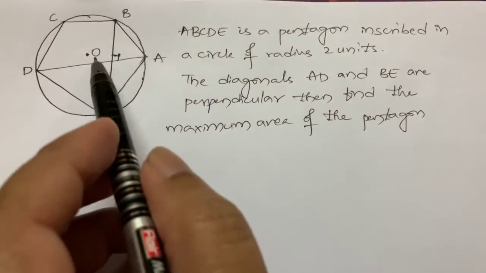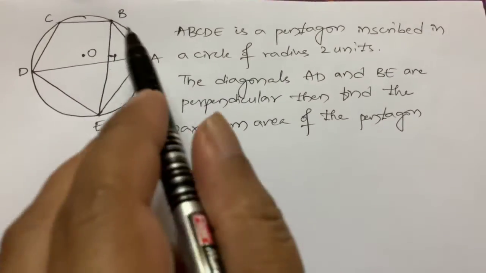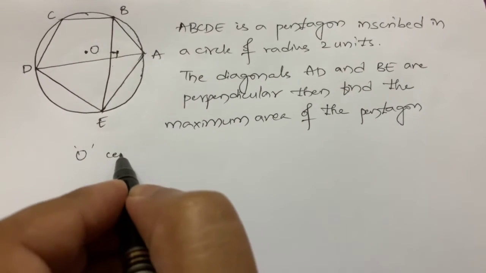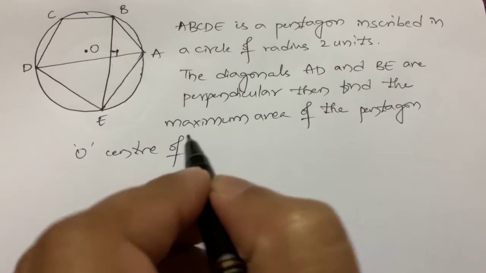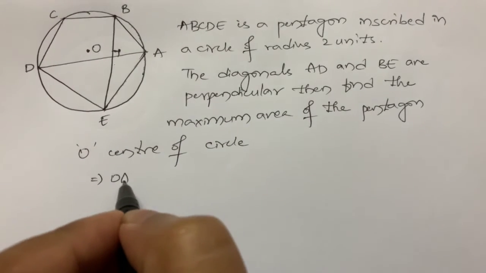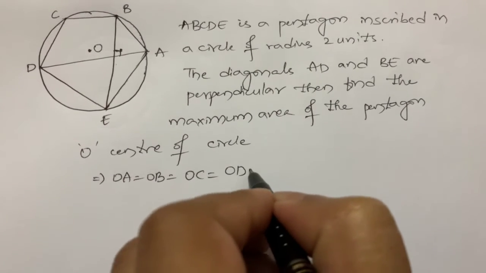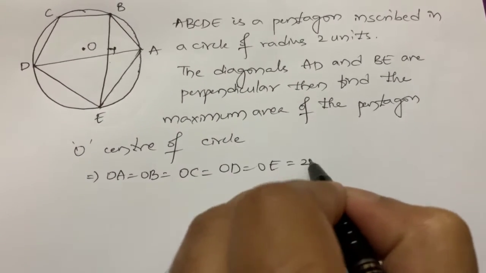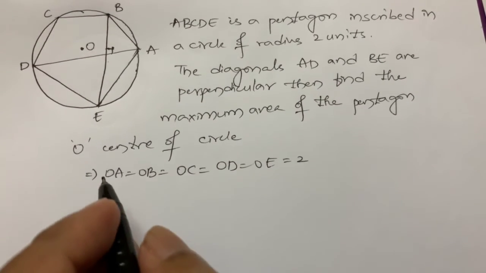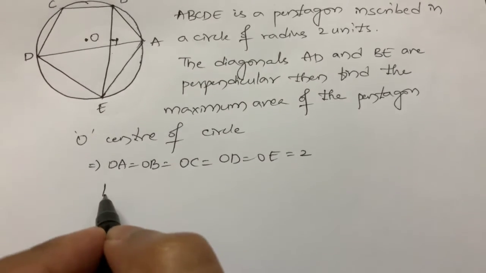So, O is the center of the circle, and they are saying the radius of the circle is 2 units. So, it means OA, OB, OC, OD, OE are equal to 2 units. To solve this, there is one more thing which is given.